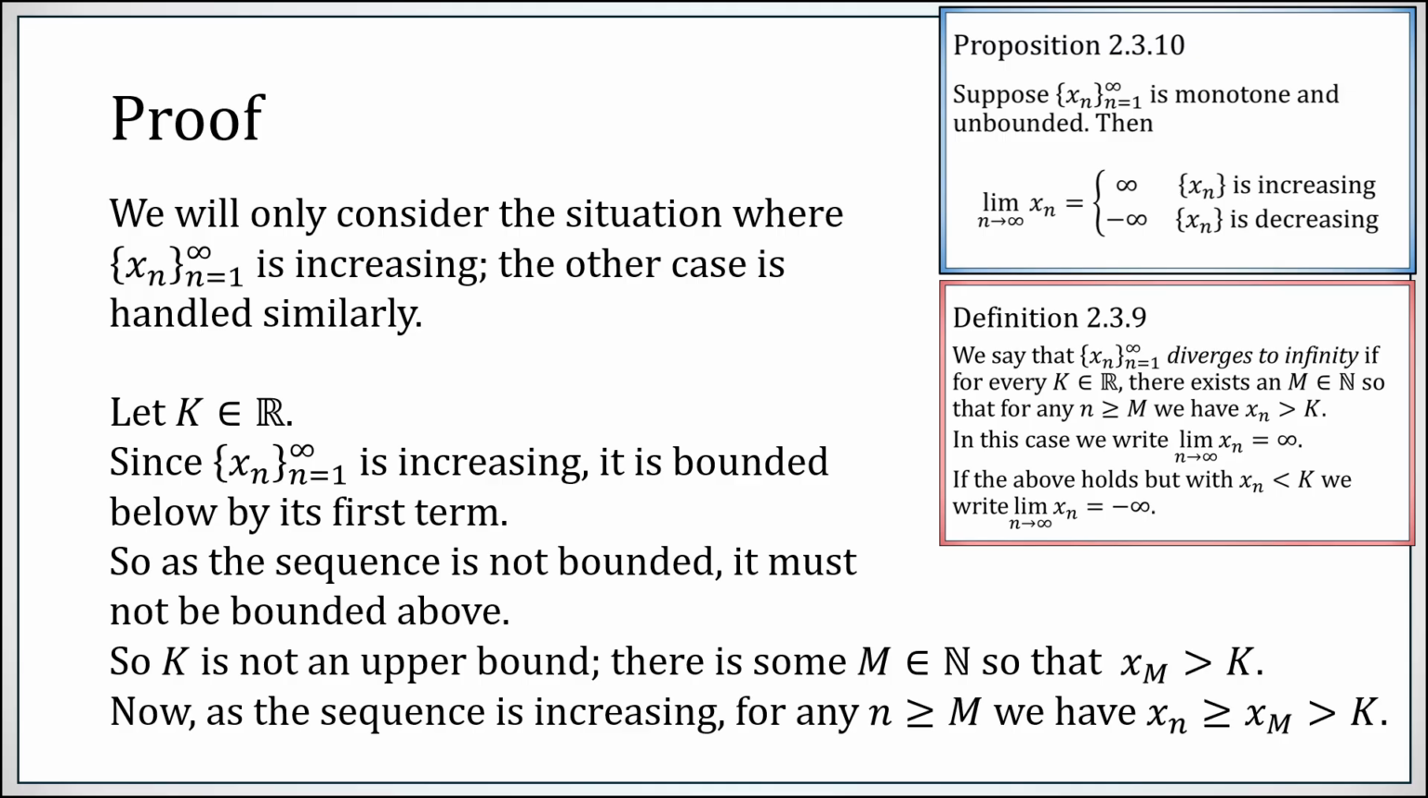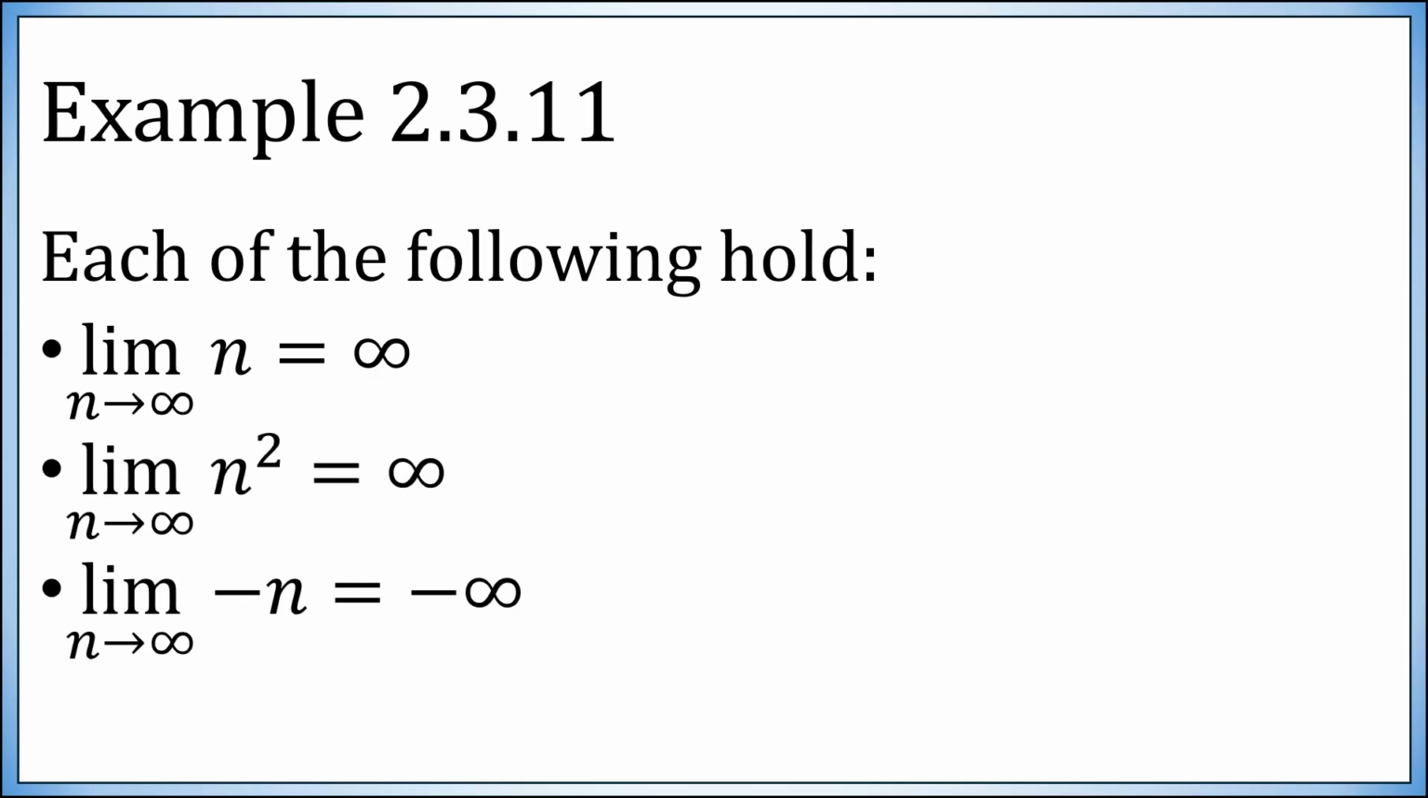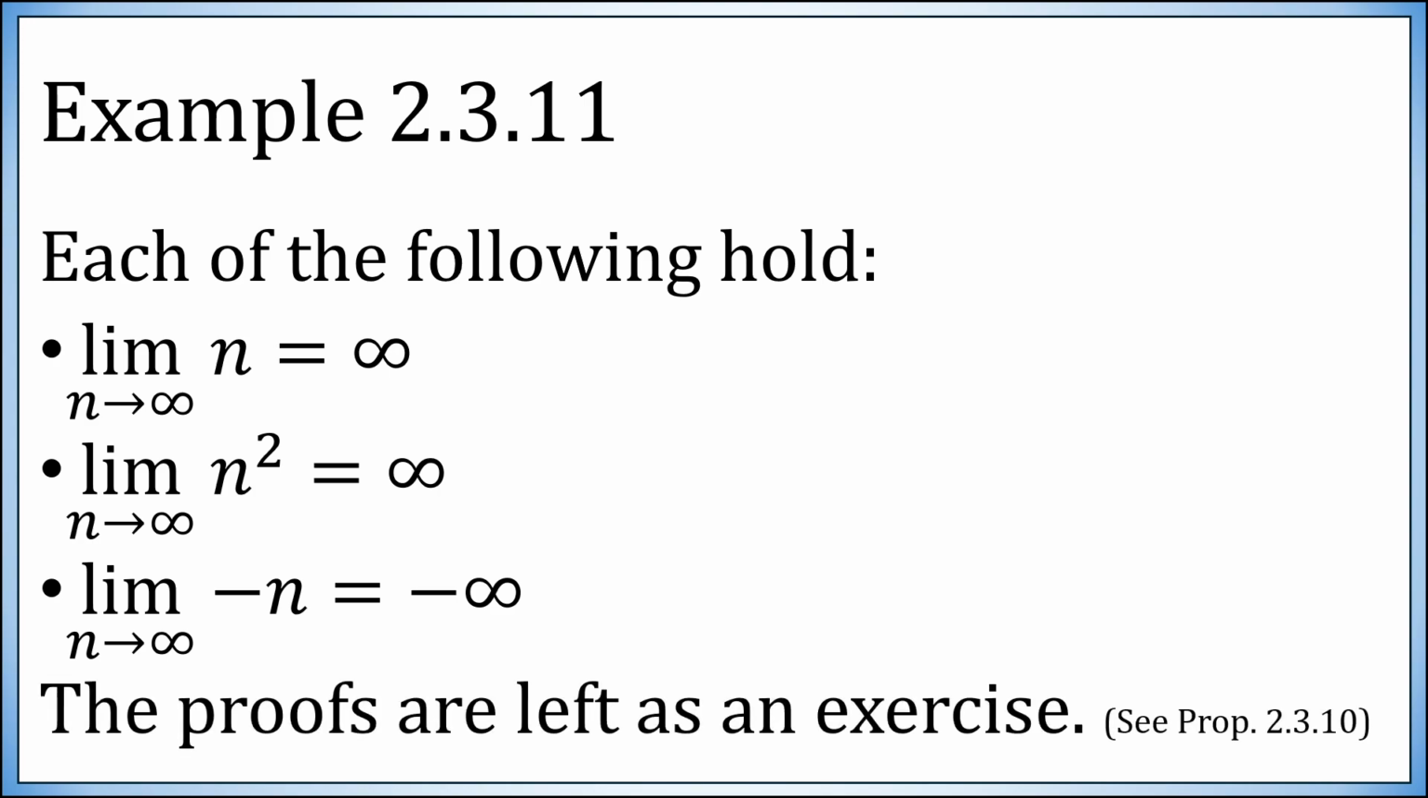Let's look at example 2.3.11. The limit as n goes to infinity of n is infinite. The limit as n goes to infinity of n squared is also infinity, but the limit of minus n is minus infinity. The proofs are left as an exercise. They're not terribly difficult. Just work through that original definition. Also see proposition 2.3.10 for sort of a guide.